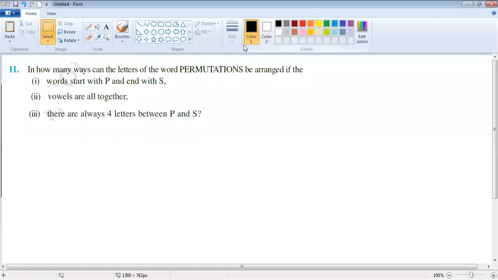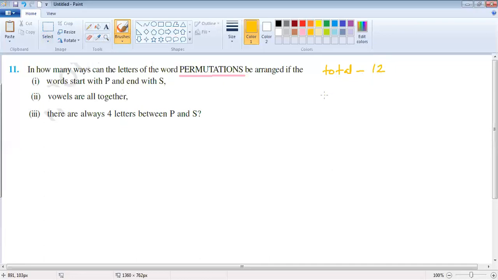Look at the last question. In how many ways can the letters of the word permutations be arranged? So see that word permutations. Total how many letters are there? Total objects: permutations has 12 letters, total 12 objects.